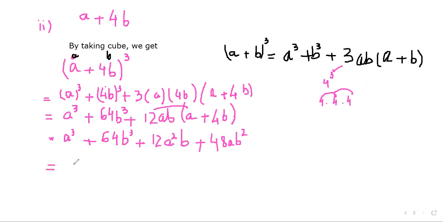So the answer is, there is no descending order. If you want to, you can write like that. There are two variables A and B. According to A, we will write a cube. Then 12a square b, and then 48ab square, where A has only power 1, and lastly we will write 64b cube. Now this is all.